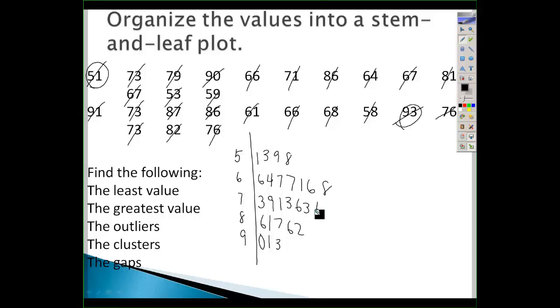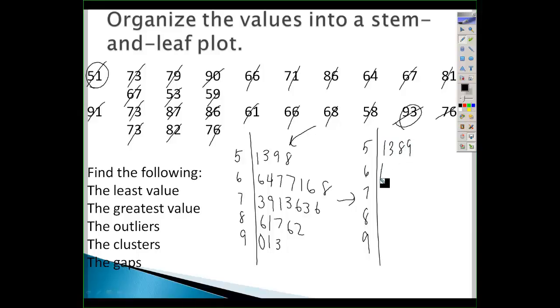Okay, and so I have my stem and leaf plot. However, it's not in order. I need to make all my numbers in order from least to greatest. So now that I have the stem and leaf plot, I want to write it more organized. 5, 6, 7, 8, and 9. And I want to put my numbers over here in this column in order from least to greatest. So instead of 1, 3, 9, 8, I'm going to put 1, 3, 8, 9.